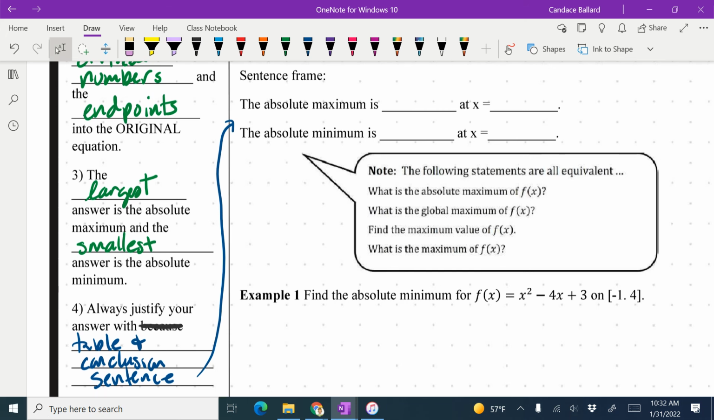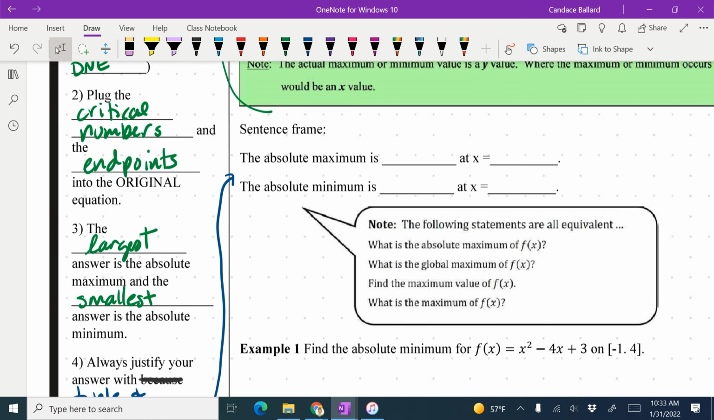Okay. So at the end of our problem, you're always going to make a statement about the absolute maximum and where it's located. Sometimes they just ask us for the absolute maximum, meaning they just want the y value. Sometimes they ask us just at what x value is the absolute maximum. They just want the x value. It does not hurt to write both. So as long as you have it phrased correctly, they will give you credit. So the absolute maximum is, or the absolute minimum is. What you put in here is the y value. So y value always goes in that first blank. X value goes in the second blank.